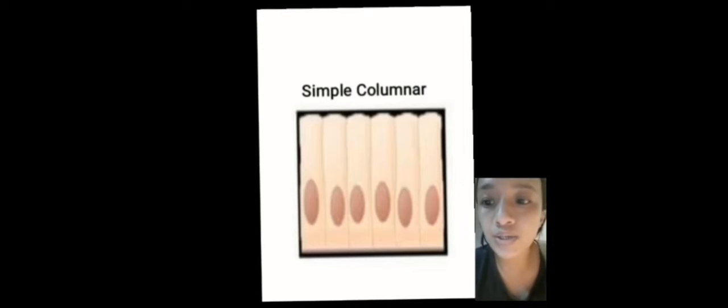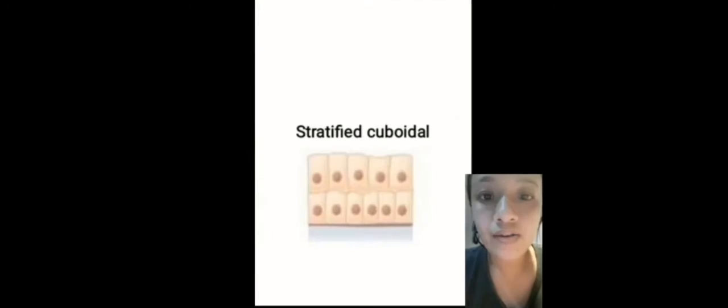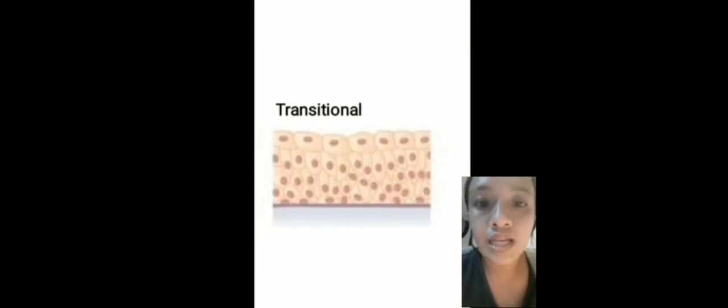The main function is that it absorbs and also secretes mucus and enzymes. Cuboidal epithelium: the main locations are the sweat gland and the mammary gland. The main function is protective tissue. Transitional epithelium: the main locations are the lining of the bladder, urethra, and the ureter.